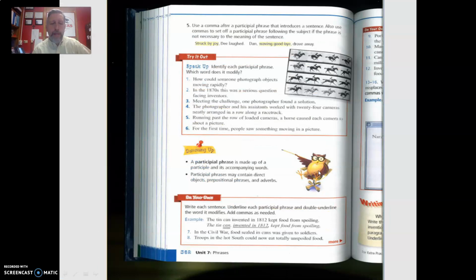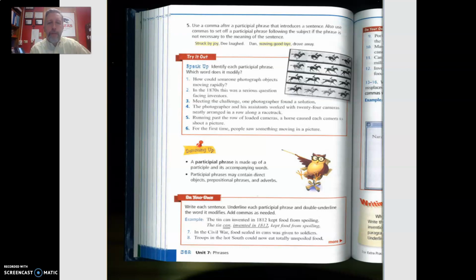All right, so turn to page 362, please. Number 5 now, it says use a comma after a participial phrase that introduces a sentence. Also use commas to set off a participial phrase following the subject if the phrase is not necessary to the meaning of the sentence. So let's look at the first one.